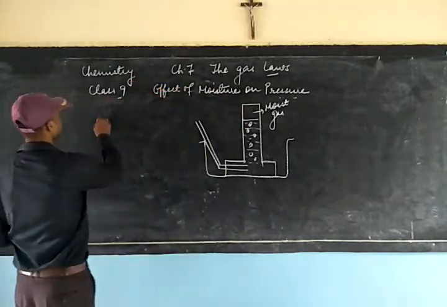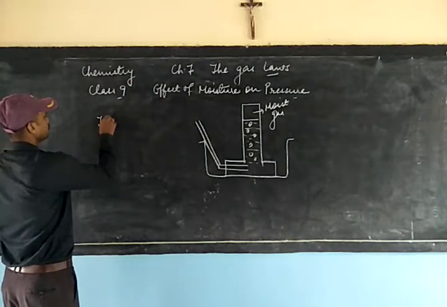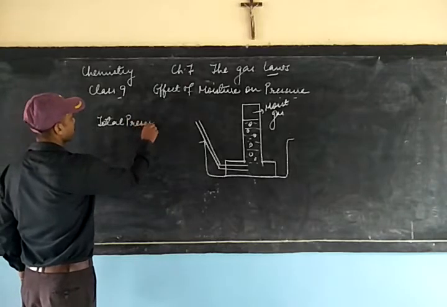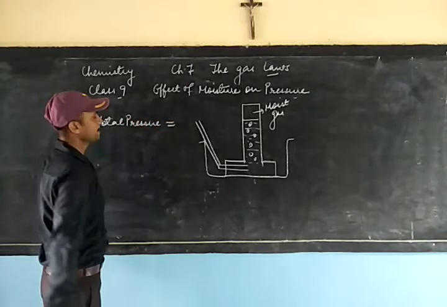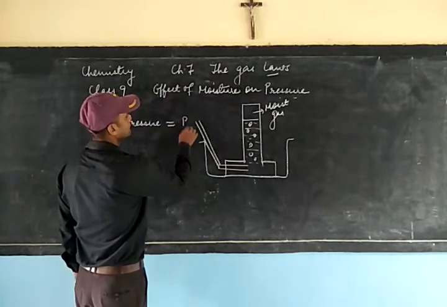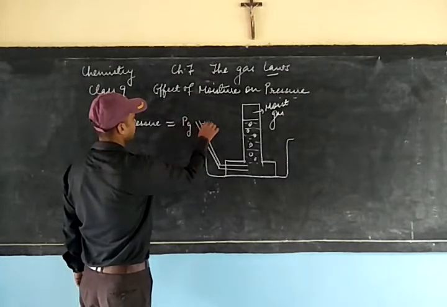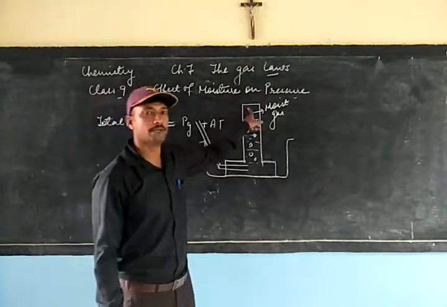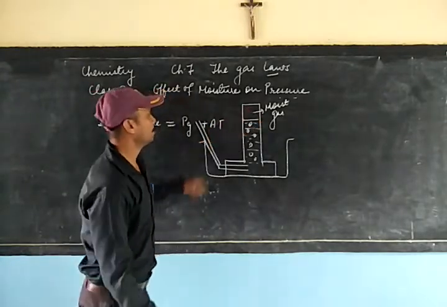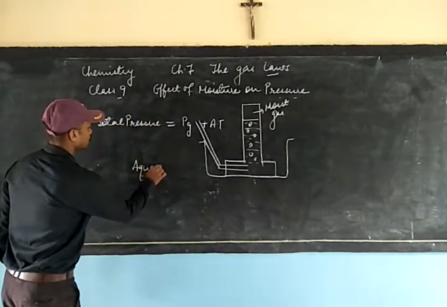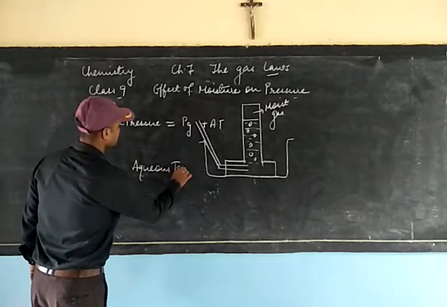So we can write total pressure will be equal to the pressure of gas plus aqueous tension. This pressure due to water vapor is also called aqueous tension.